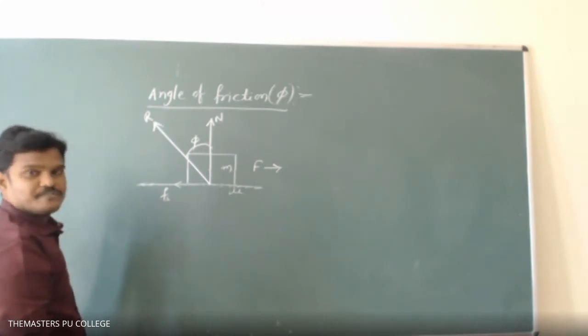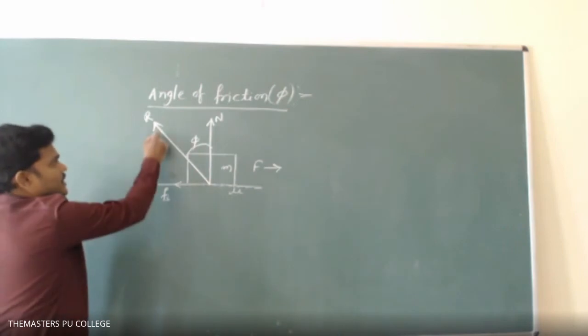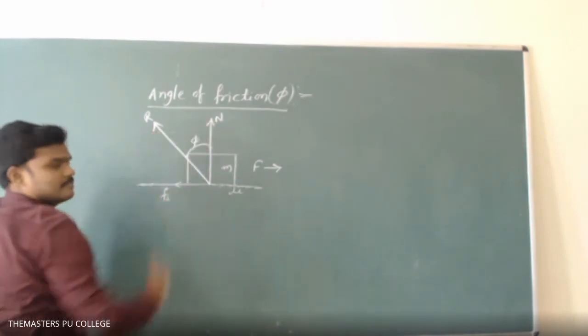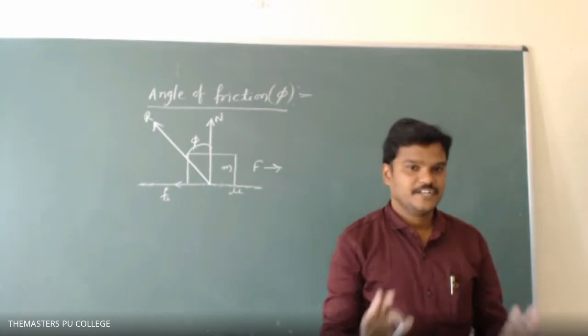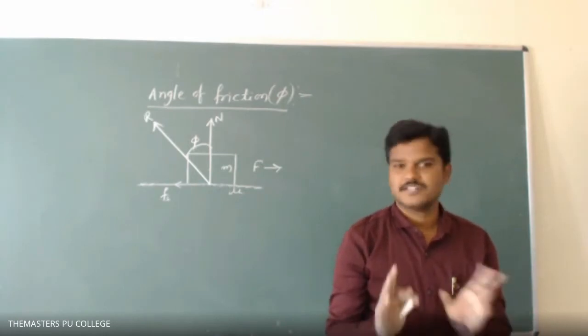That phi we call the angle of friction. Now let us see how to define that. The resultant makes an angle with N, the normal reaction, and that angle is phi. Don't worry, I will give the definition. And this resultant is the resultant of how many forces? R is the resultant of friction and normal reaction. One is normal, the other is friction, static or limiting friction.